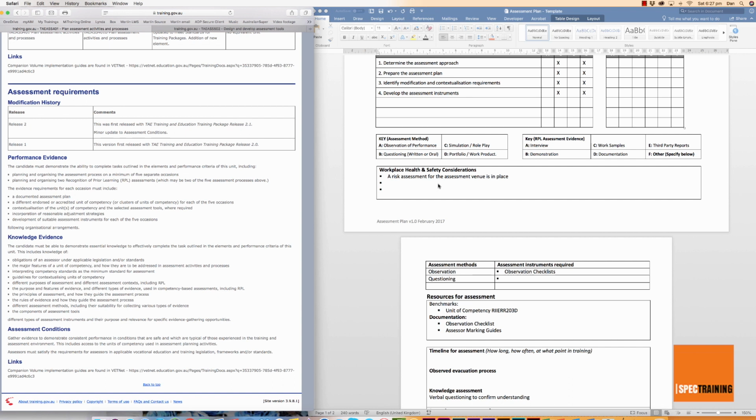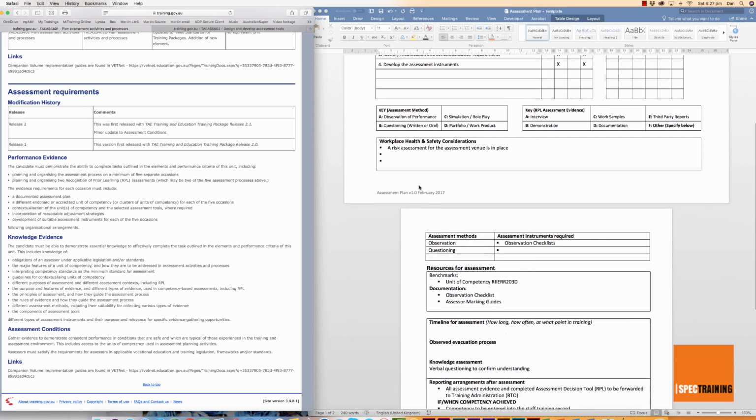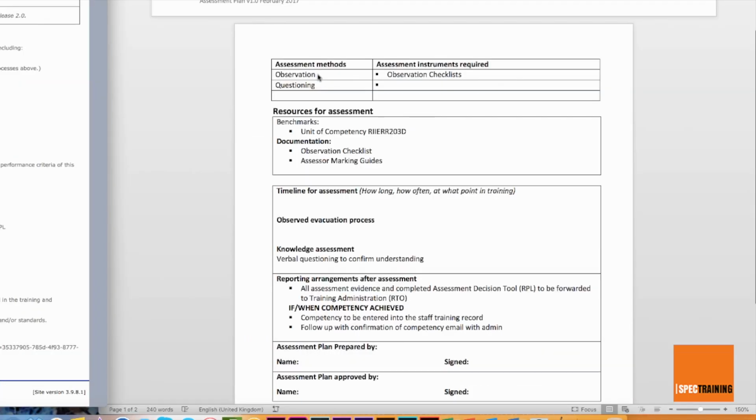If, however, you're sending them back to a workplace to simply do it themselves, then you don't. You simply refer to the venue's risk assessment processes. And that's it, really. So this is about as far as you'd need to go if it's being assessed external to your direct observation, if that makes sense.